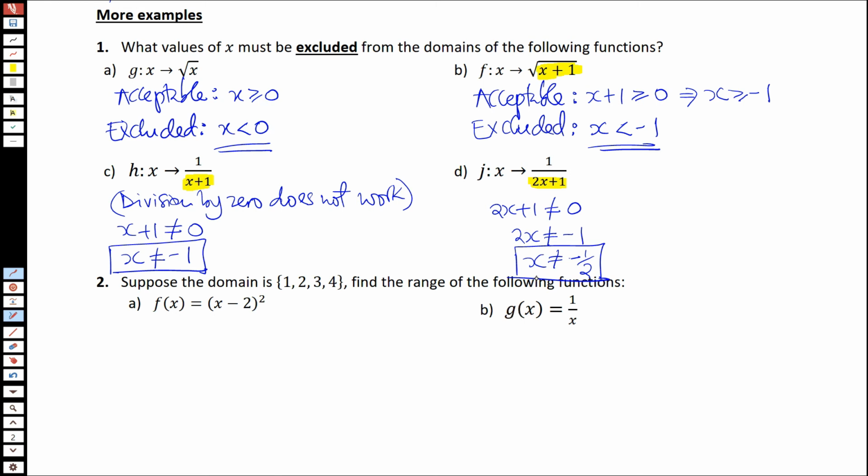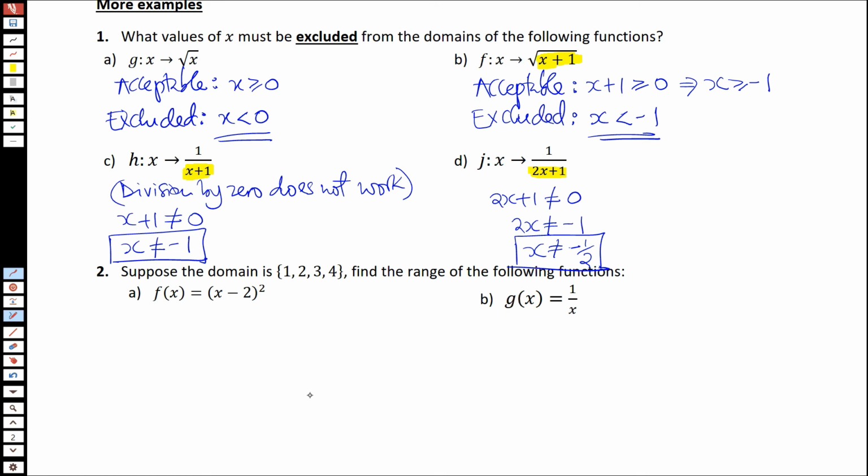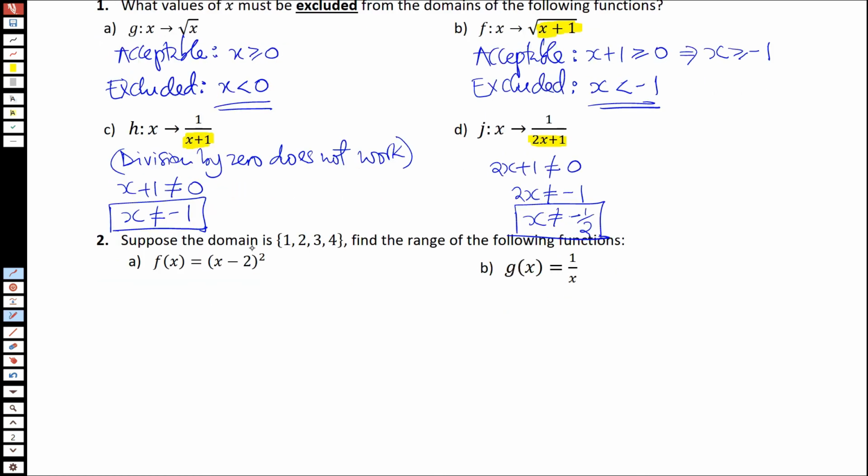All right, number 2. Suppose the domain is given by that, find the range for the following functions. These are discrete values, which means the range will also be discrete values. So we need to find those outputs. f of 1 will be equal to 1 minus 2 squared, which will be equal to 1. And here, if you plug in 2, we have 2 minus 2 squared, which will be equal to 0.